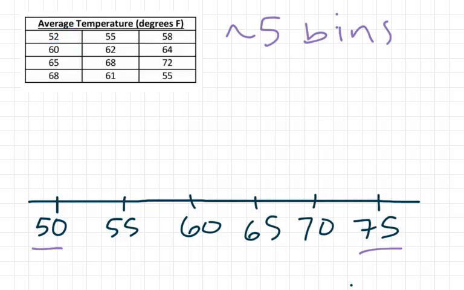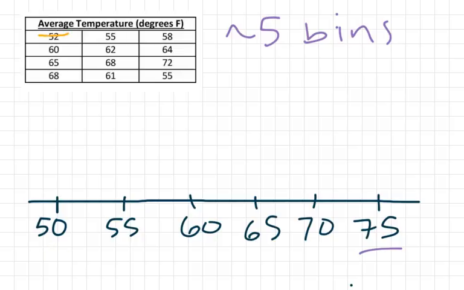And so I have 5 bins, each has a width of 5, and I'm just going to place my data into these bins. So in the bin of 50 to 55, this will be actually 50 to 54, I'm going to find all of my data that falls within that category there.